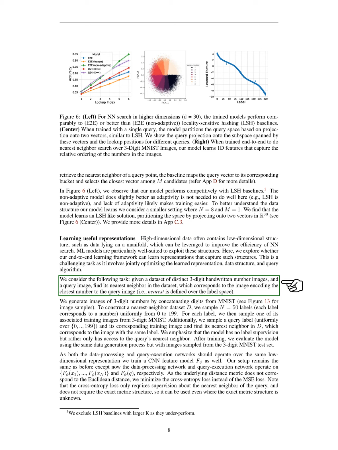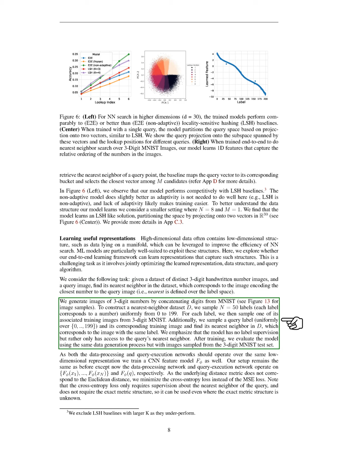We focus on a specific task. Given a dataset of unique 3-digit handwritten number images and a query image, we aim to find the nearest neighbor in the dataset that represents the closest number to the query. We create these images by combining digits from the MNIST dataset. To build our nearest neighbor dataset, we randomly select 50 labels from the range of 0 to 199 and sample 1 training image for each label from the 3-digit MNIST.